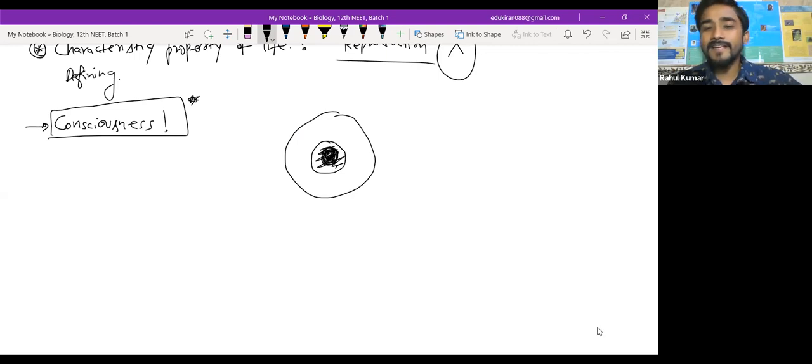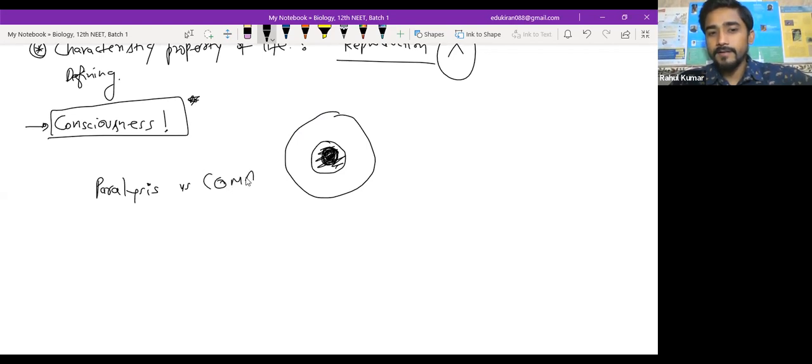What is the difference then between a paralyzed person and a person in coma? Is paralysis exactly the same as coma? Any idea about paralysis? We are trying to understand some basic concepts of biology here, by the way, before we go to reproduction. Paralysis. What is paralysis? A person who cannot move, right? Let's say that.